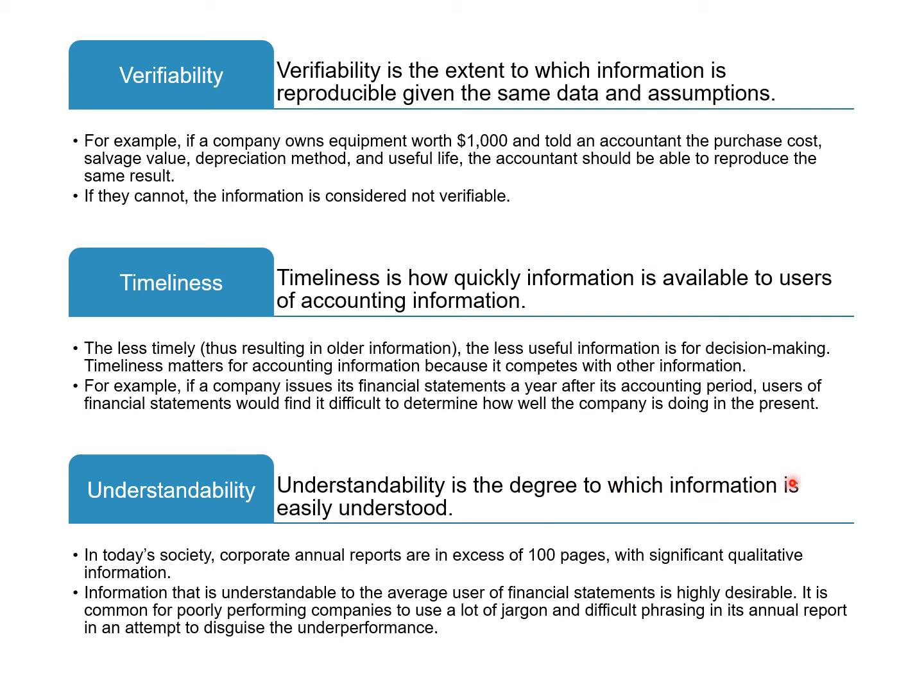Dia adalah the degree to which information is easily understood. So, okay, untuk annual reports, tak semua orang faham the content of the annual reports. Tak semua orang faham even the financial information. So, information yang understandable to average user of financial statements is highly desirable. Sebab kadang-kadang kita guna a lot of jargon macam salvage value, macam reducing balance method. Benda yang macam tu sebenarnya orang biasa dia mungkin tak faham. So, untuk enable normal ataupun average user untuk faham, kita kena phrasekan dia balik. Okay.